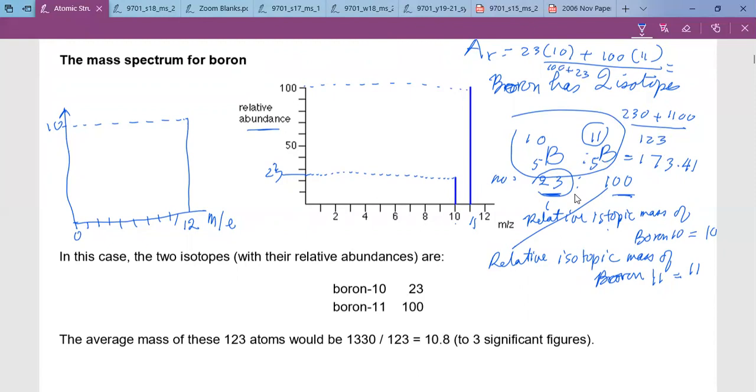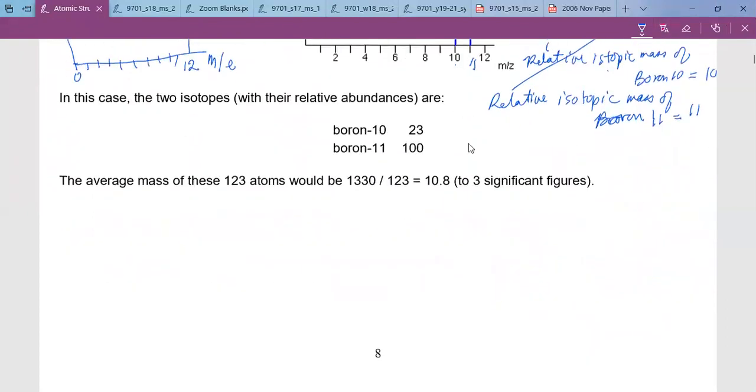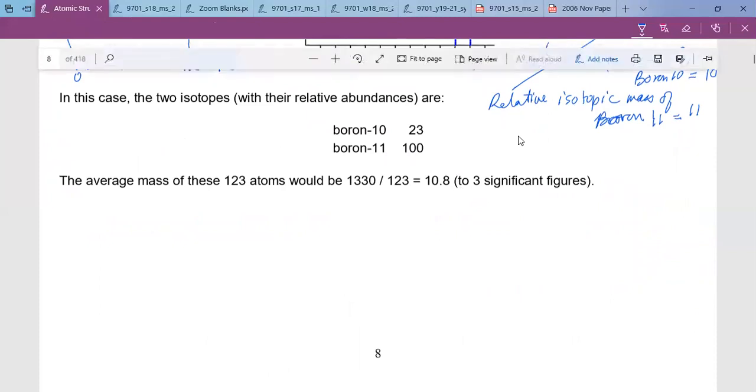230 plus 10 times that, divided by... 10.81. I see, my calculator was wrong. Okay, 10.81. Again, I tell you, 10.81. Normally they ask you for three or four significant figures. Simple as that.